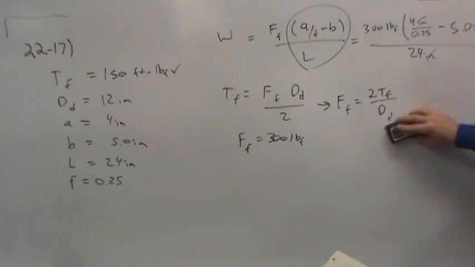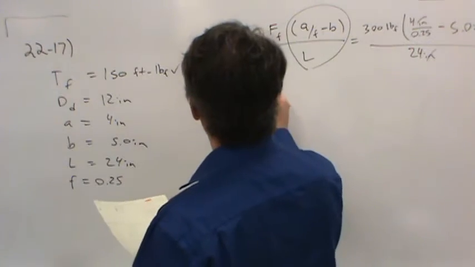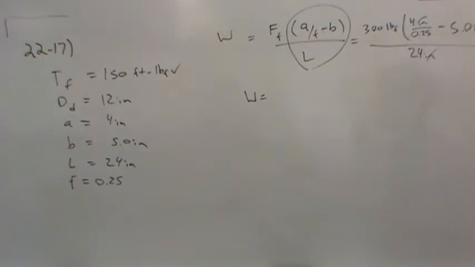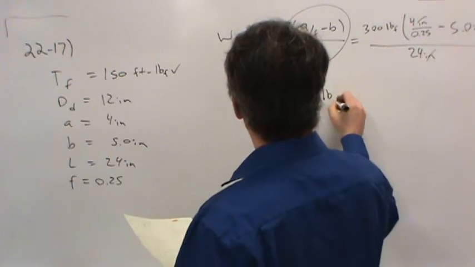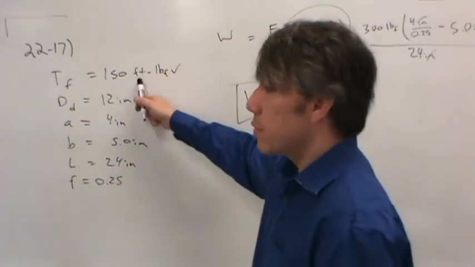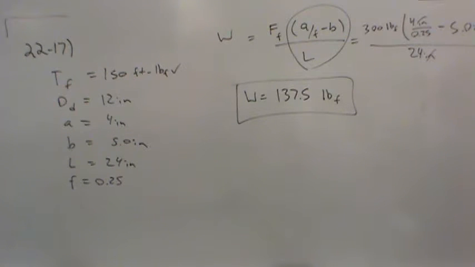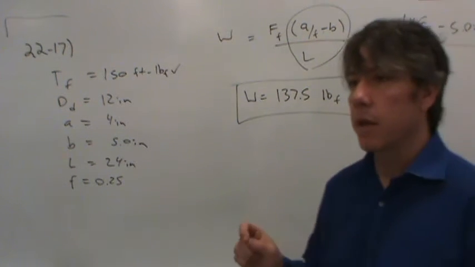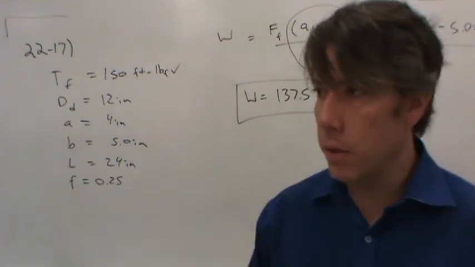So go ahead and throw that into your calculators and let's see what you get. 137.5. I'm sorry? 137.5. Yep, that's what I got. So there's the actuation force required to produce that much frictional torque. What about if we didn't put that much force on the handle? What would happen? Well, we wouldn't get that much frictional torque. We'd still get frictional torque out of it, but not that much. Okay. Any questions on that problem?